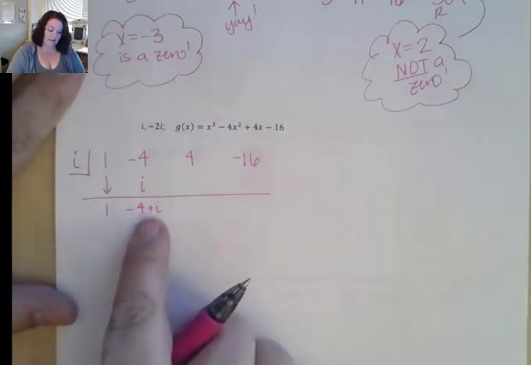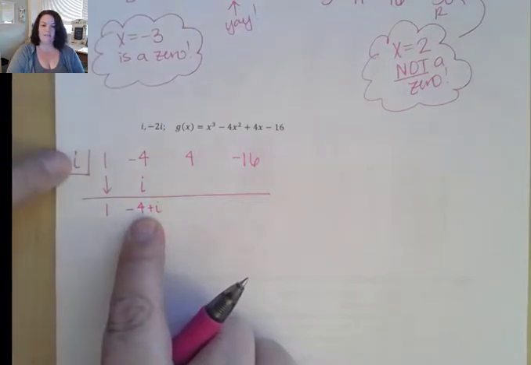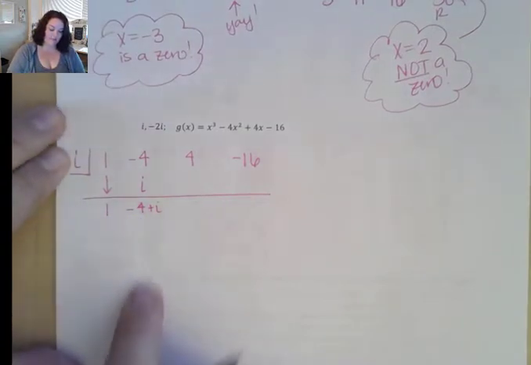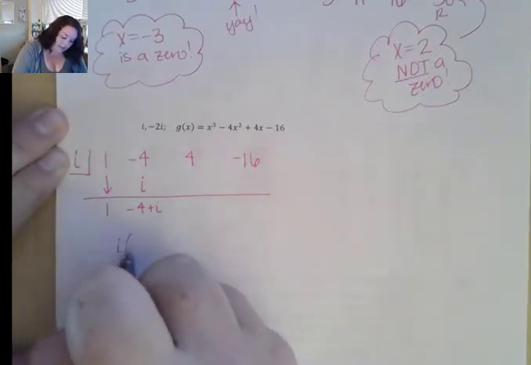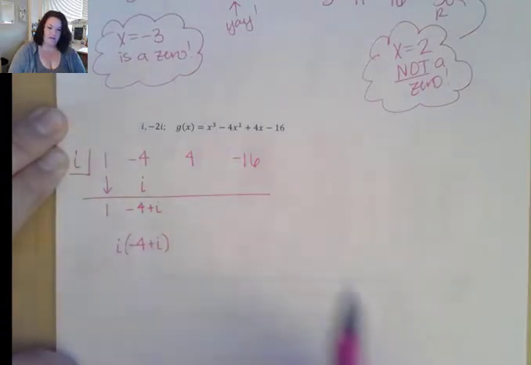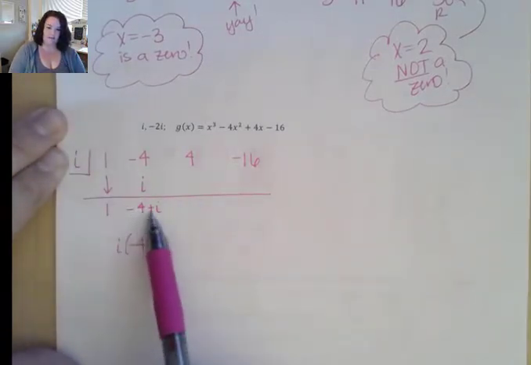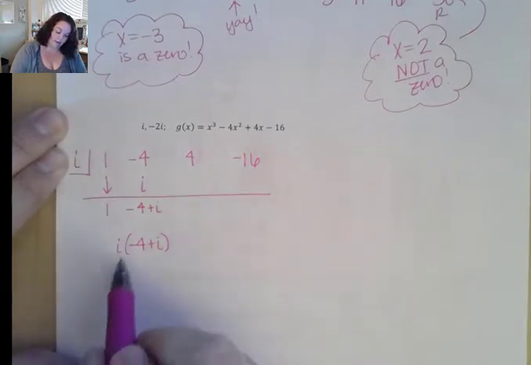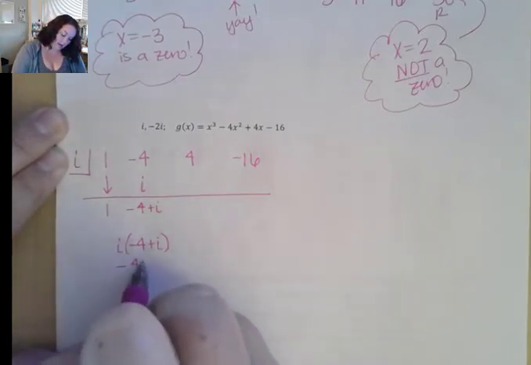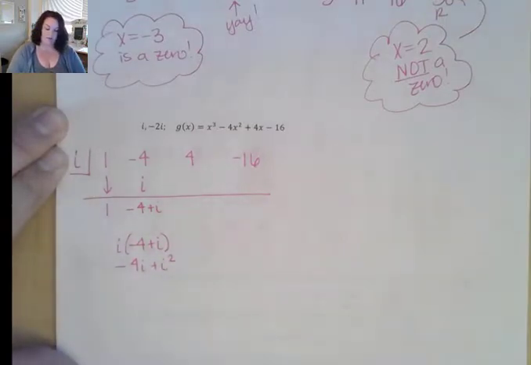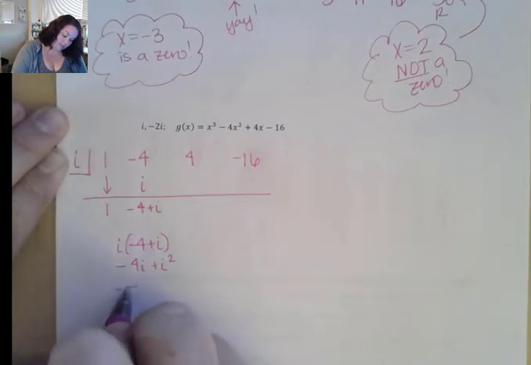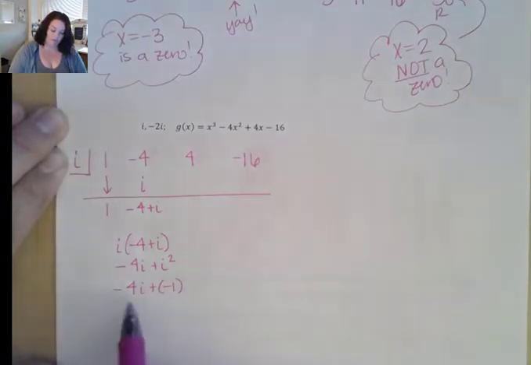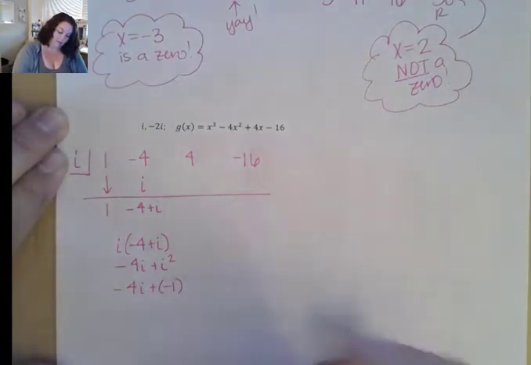Now, -4 plus i is what I need to multiply by the number in my box. And I'm going to do it down here below just so that I can think through it. So if I do i times -4 plus i, if I just do the number in my box times what's down here, I'm trying to figure out what I can write here. So I would distribute this and get -4i plus i squared. And then remember, i squared is equal to -1. So really, this is -4i plus a -1, or in other words, just -4i minus 1. So I'm going to write that up here.